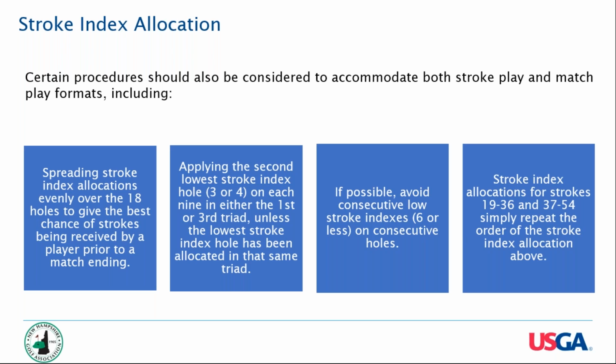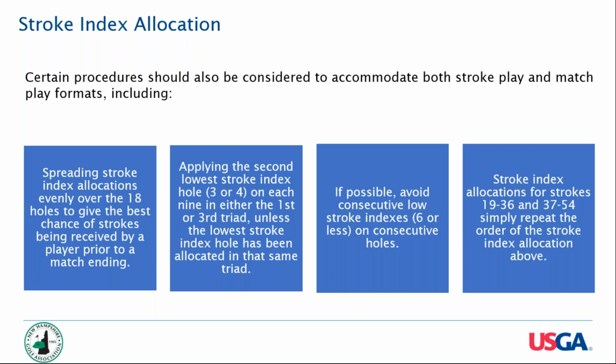Applying the second lowest stroke index hole, 3 or 4, on each 9 in either the first or third triad, unless the lowest stroke index hole has been allocated in that same triad. And if possible, avoid consecutive low stroke indexes, 6 or less, on consecutive holes. Stroke index allocations for strokes 19 to 36 and 37 to 54 simply repeat the order of the stroke index allocation that was previously set.